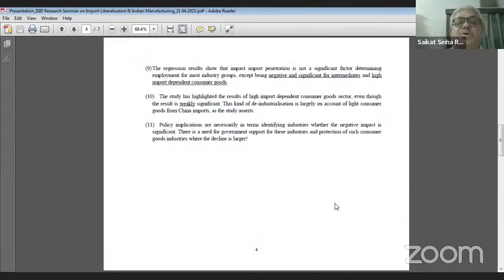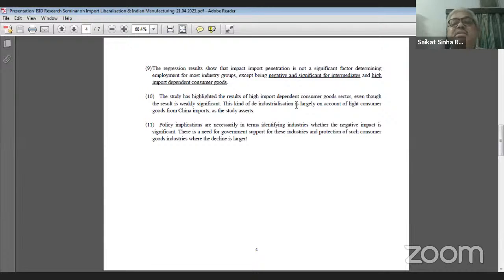The regression results show that the impact of import penetration is not a significant factor determining employment for most industry groups, except being negative and significant for intermediates and high import dependent consumer goods. And the study has identified which these high import dependent consumer goods are. The study has highlighted the results of high import dependent consumer goods, even though the result is weakly significant. I would draw your attention to the word weakly because if you see the table, it's only significant at the 10% level, if I am not wrong, my reading is not wrong.